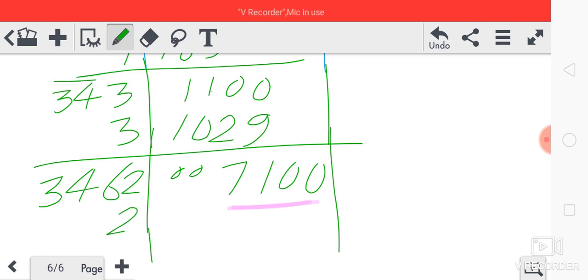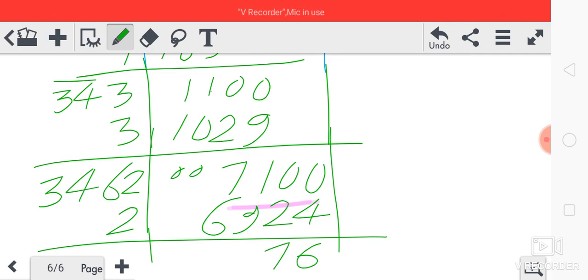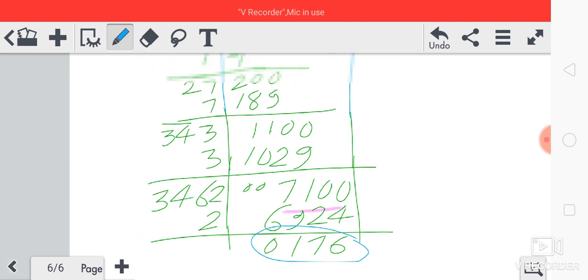2 times 2 into 2. Okay, so 2 2s are, how much will we get here? 4. Then 2 6s are 12. Then 2 4s are 8, and 1 is 9, and 2 3s are 6. So 6924 we are getting. 10 minus 4 is 6, and 9 minus 2 is 7, 10 minus 9 is 1 we will get here. Okay, and here we will get 0. So this is your final remainder here. Now should we go more? No.